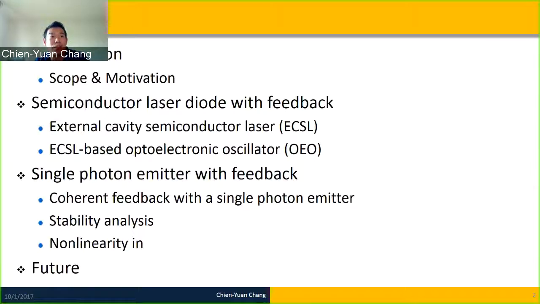Next, I'm going to discuss single photon emitters, as we are now capable of generating one single photon at a time. We're going to discuss what happens when we place a single photon emitter in front of a mirror with time delay feedback, and what complex phenomena we are hoping to observe.